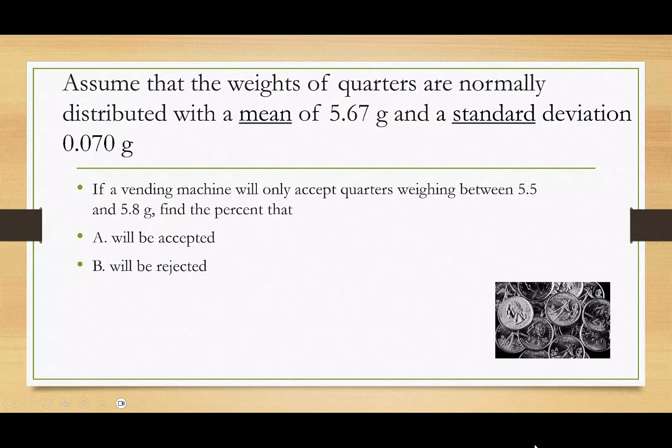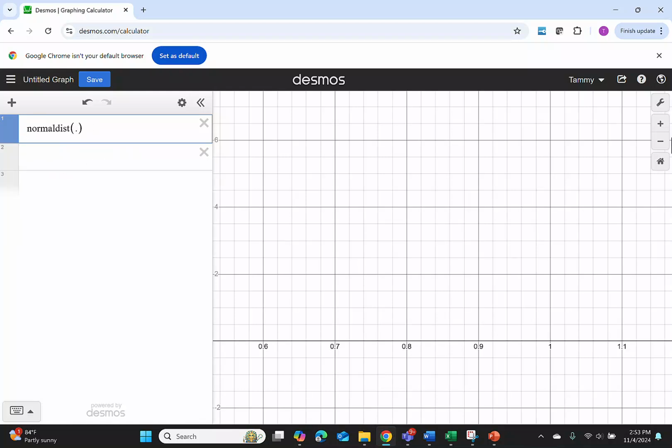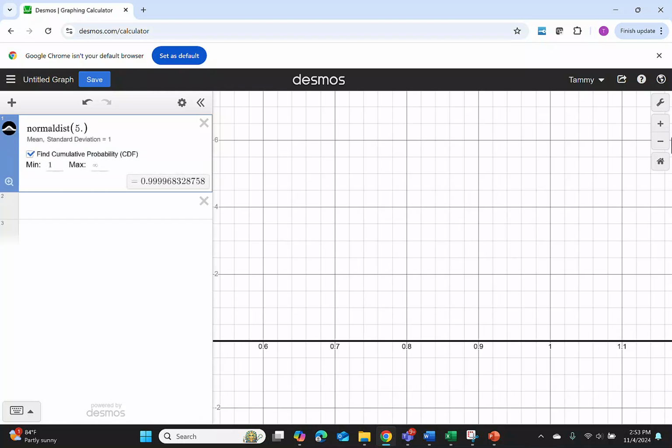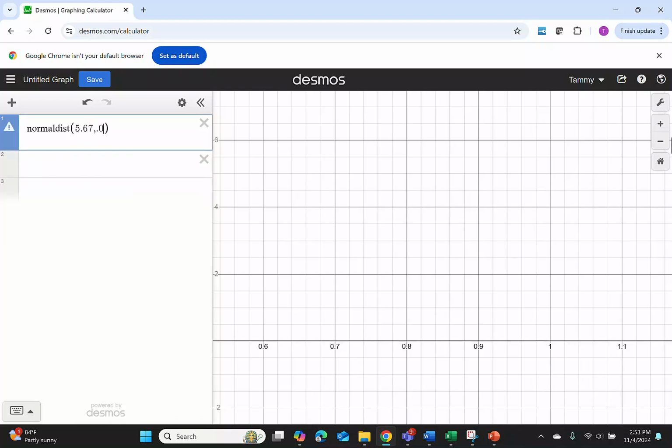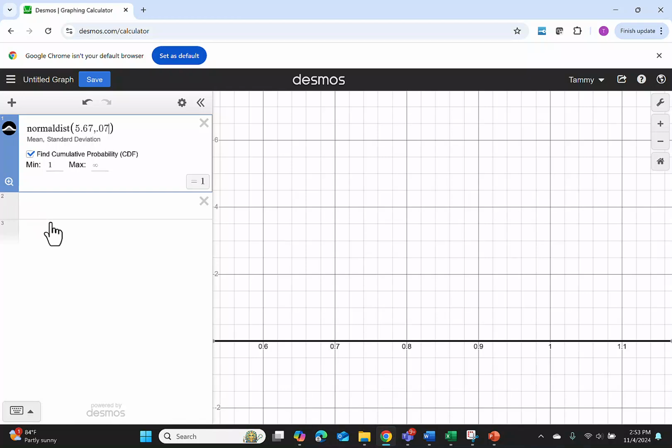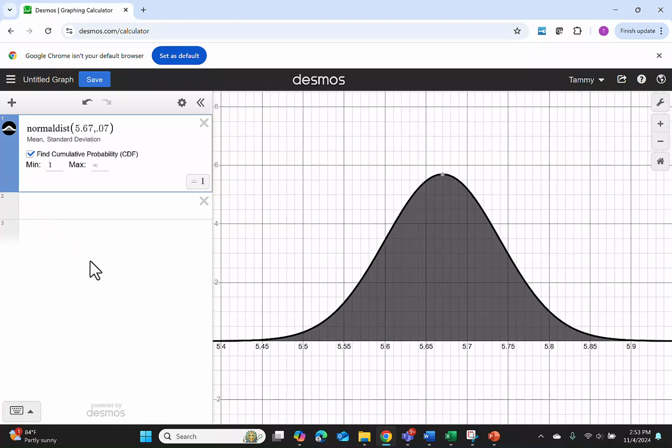Our next problem says, assume the weights of quarters are normally distributed with a mean of 5.67 grams and a standard deviation of 0.07 grams. If a vending machine will only accept quarters that weigh between 5.5 and 5.8 grams, let's find the percent that will be accepted and the percent that will be rejected. Let's adjust our mean and standard deviation in our normal distribution. We had a mean of 5.67 and a standard deviation of 0.07. We'll zoom fit our graph, and then we're looking for the probability that the coin is between 5.5 and 5.8.